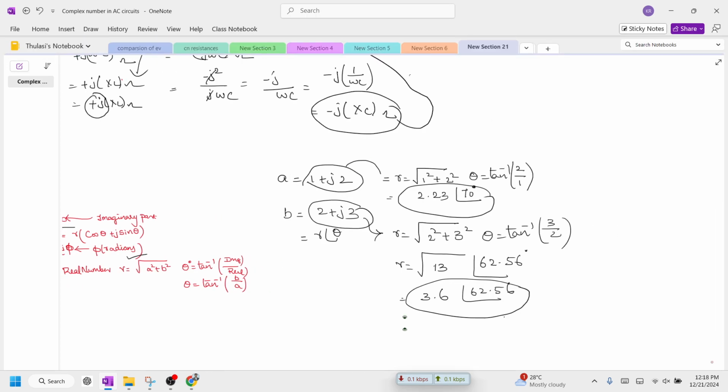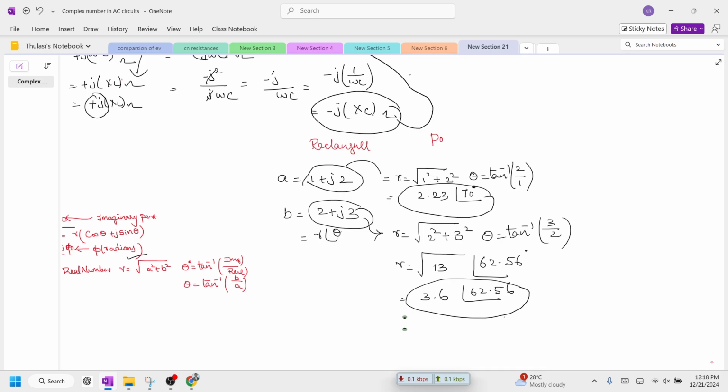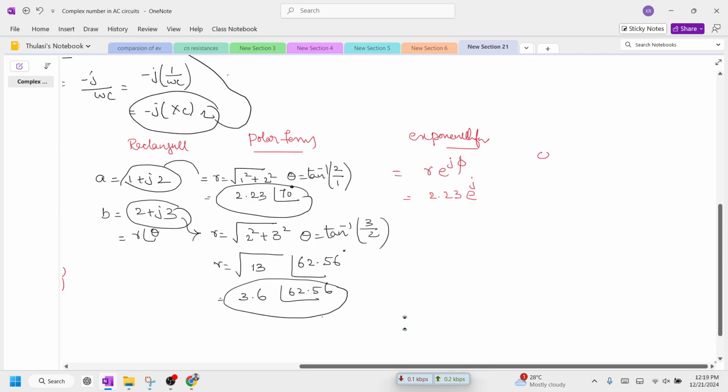So here, this is basically rectangular form, and this is polar form. Now we are going to write the exponential form. So here the exponential form is r e to the power j phi. So r is how much now? 2.23, it doesn't change. E to the power j phi. So how to write phi is very important. Here phi is in radians.